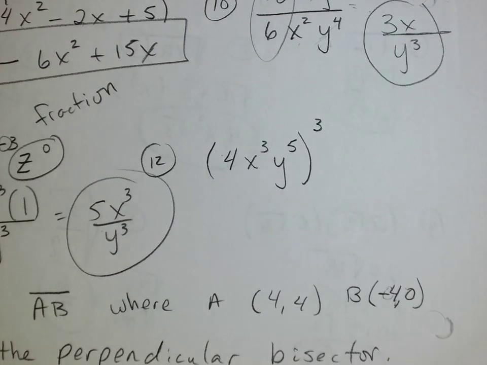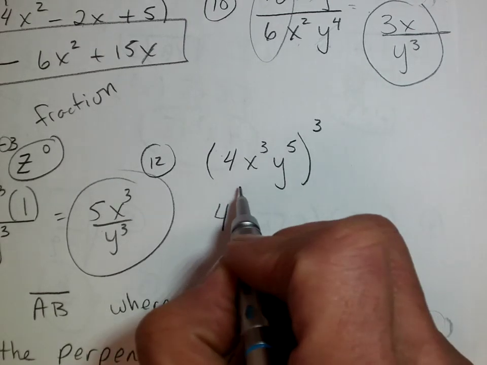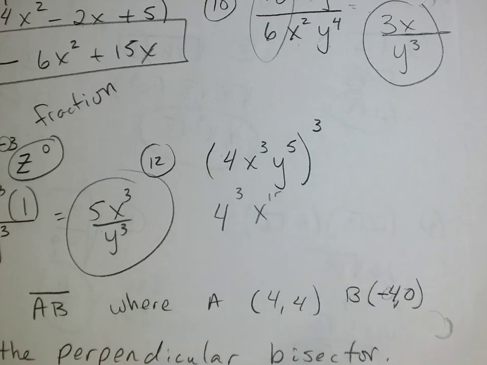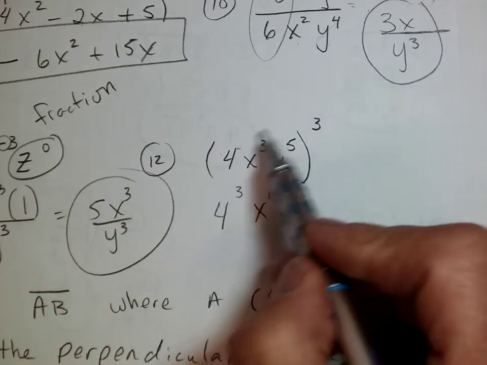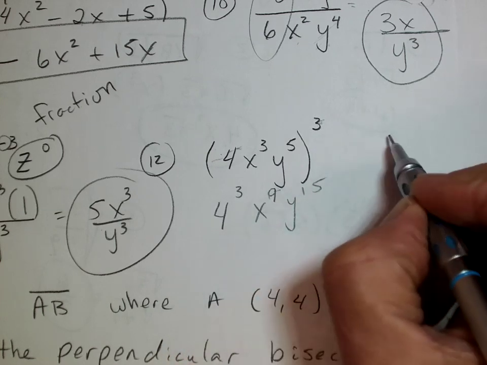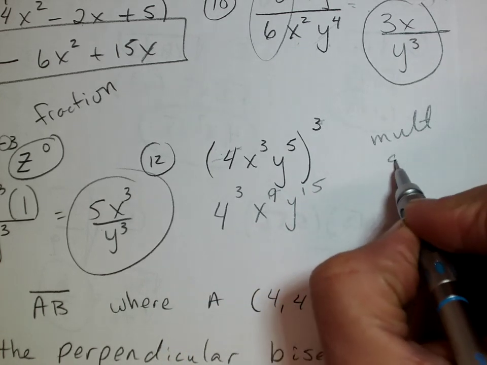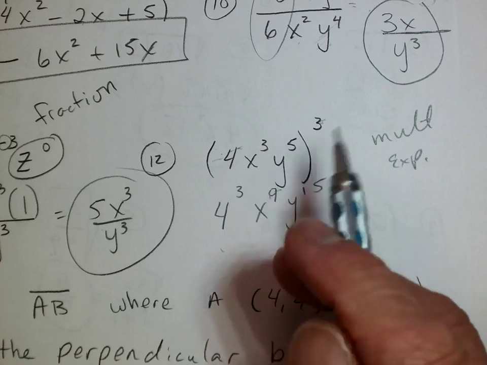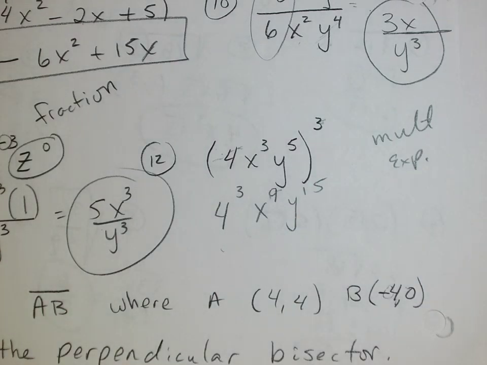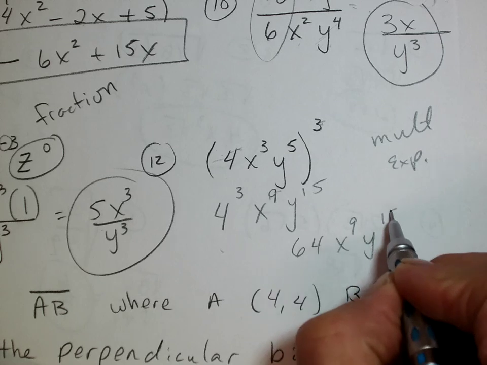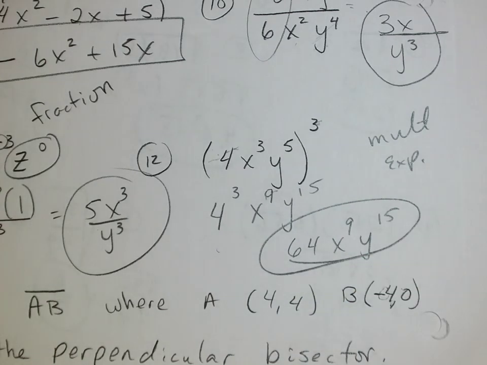12. We are going to go 4 to the third, x to the 9, y to the 15, my bad. So I'm multiplying exponents. 4 to the third is 4 times 4 times 4, which is 64. So it's 64, x9, y15. Okay? All right, now, 13.